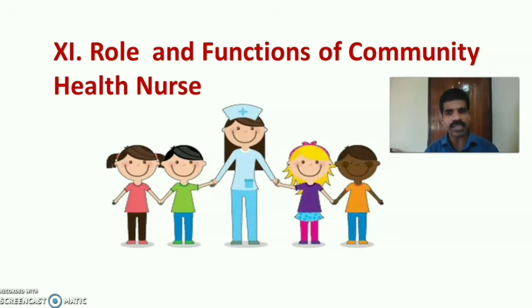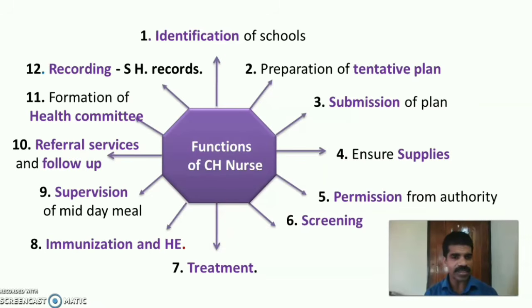The last session is the role and functions of the community health nurse in school health services or the school health program. There are 12 important functions of the school health nurse or community health nurse in rendering school health services. The first one is identification of the schools available in our area. Second is preparation of the tentative plan for conducting school health services. Third is submission of this plan to the authority to get the sanction. Fourth is to ensure all the supplies. It includes vaccines, drugs, whatever material is required to conduct the school health program. Fifth is permission from the authority, the head of the institution, to conduct the school health program.